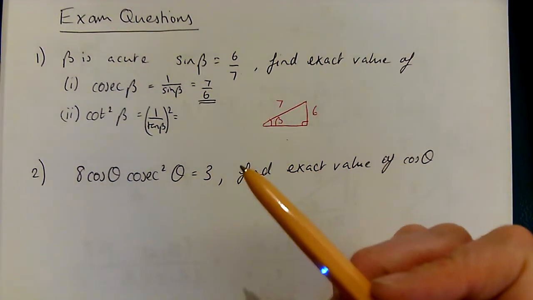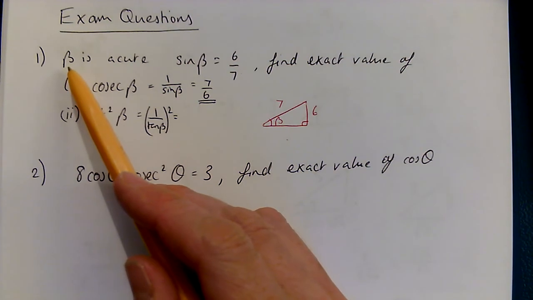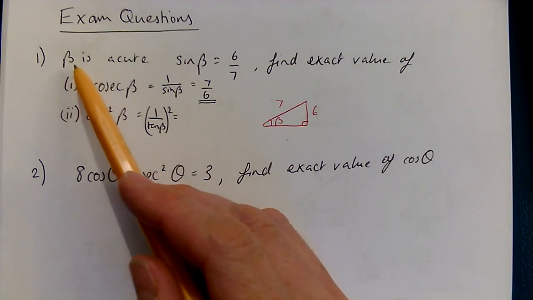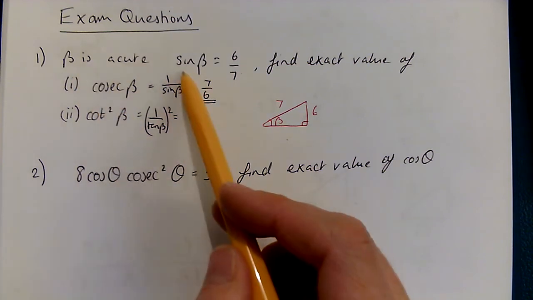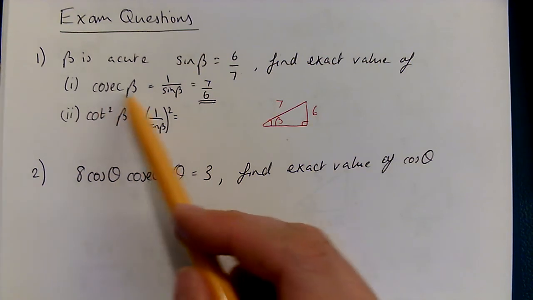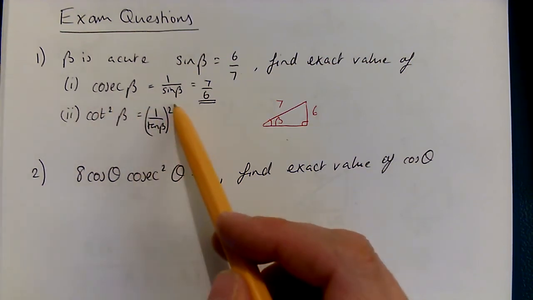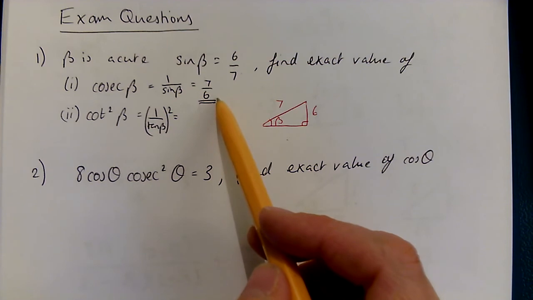Here I'm going through the exam questions. The first one's fairly straightforward. Beta is acute. That tells us that sine, cosine and tangent are all positive, and so are sec, cosec and cot. We're first told that sine beta is 6/7, and we want to find cosec of beta. So we know that is 1 over sine beta, so we take the reciprocal, so 7/6.